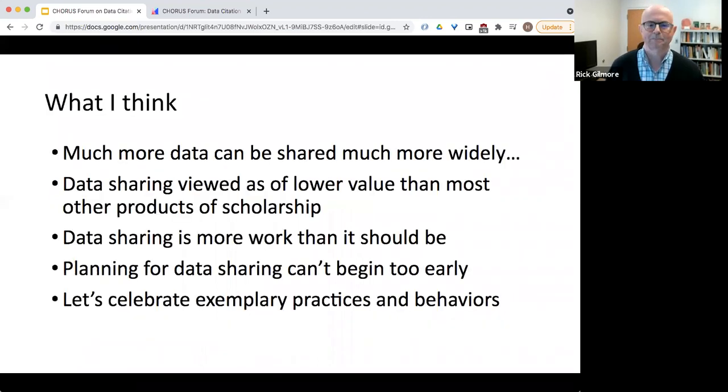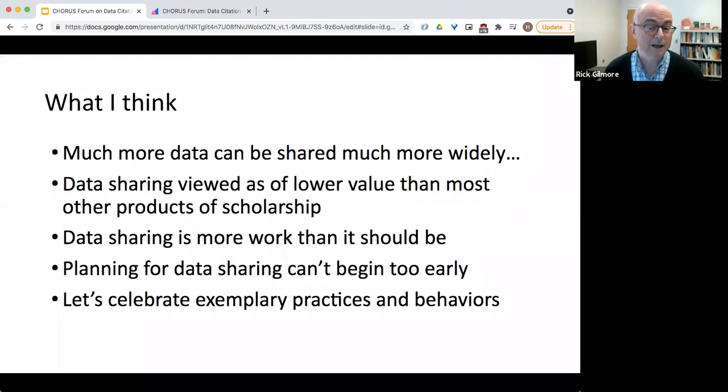To summarize my points, let me say that I think much more data can be shared much more widely than is now the case. I also think that in far too many cases, data sharing is viewed as having lower value than other products of scholarship. I know from personal experience that data sharing is much more work than it should be, especially if we want to make it much more widespread and more highly valued.